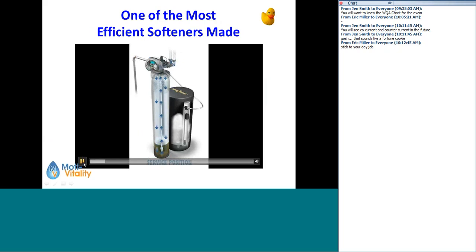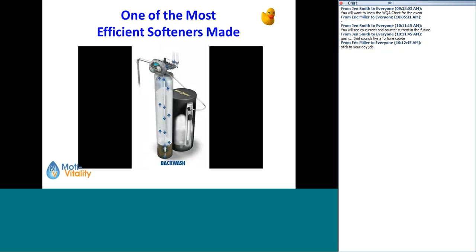So you'll see the downflow, see the freeboard area up here, okay, and the water's going down through the resin, and then up through the distributor tube and out. And that's the service position. That's where it's supplying soft water to the house.